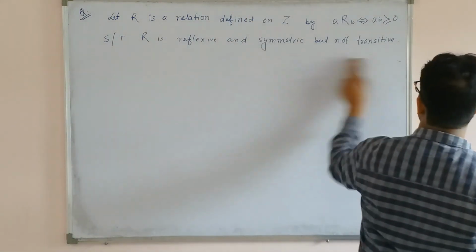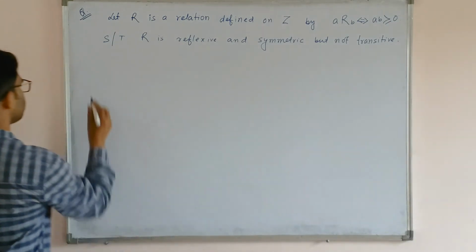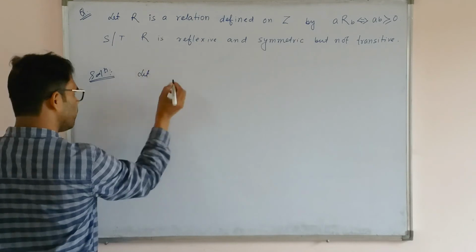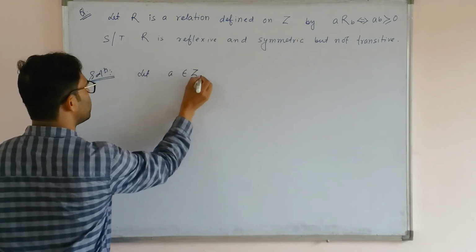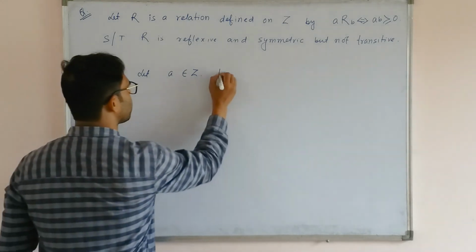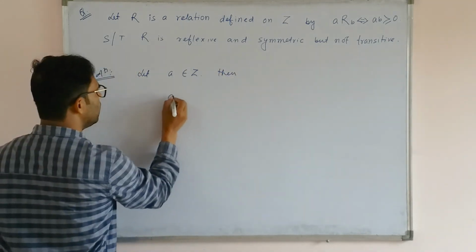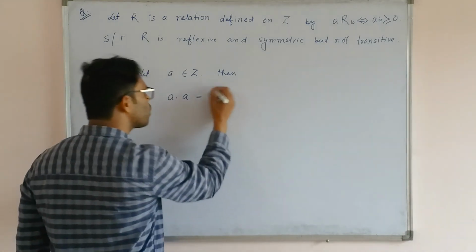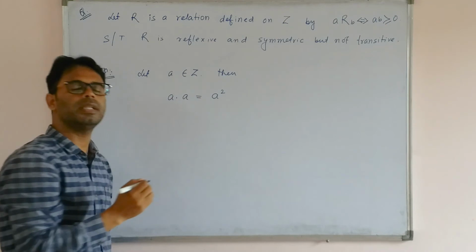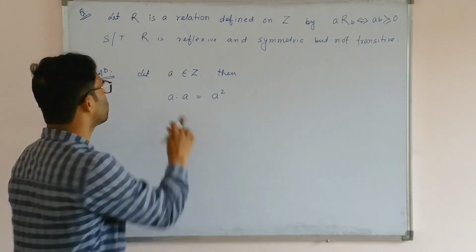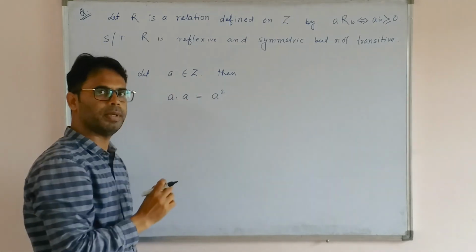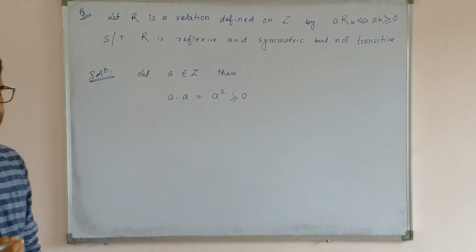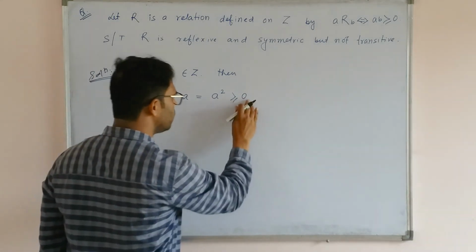So let me solve this problem. Solution. First of all, let's check reflexive. Let a belong to the set of integers Z. Then a times a is always a square, and a square of an integer is always a positive number, or it may be 0, because if a is 0 then a square is equal to 0. So a square is always a non-negative number, so a square is greater than or equal to 0.